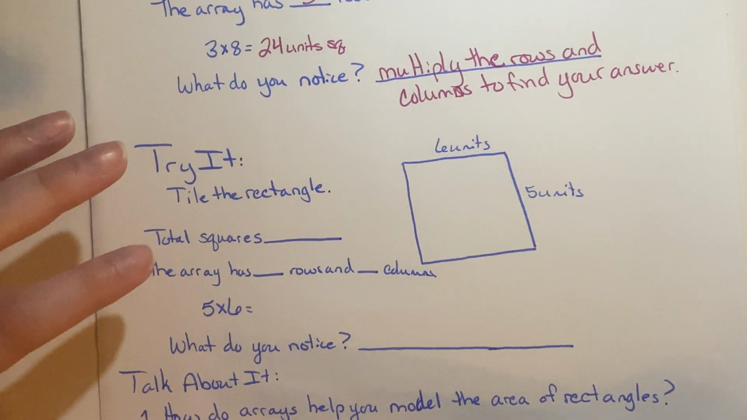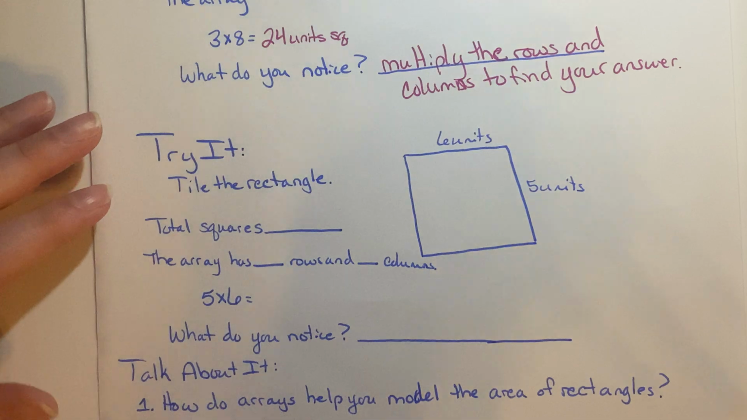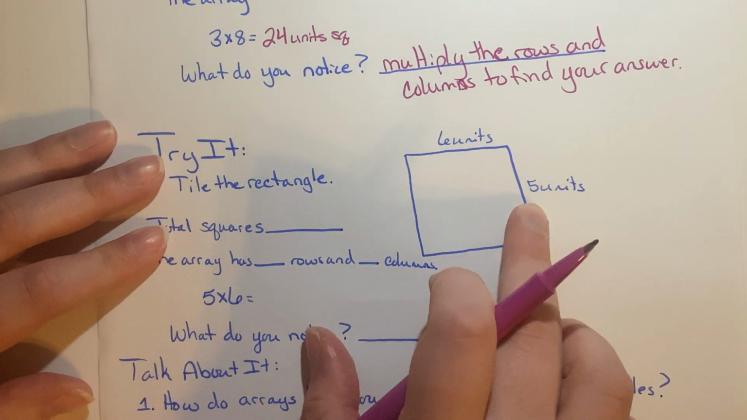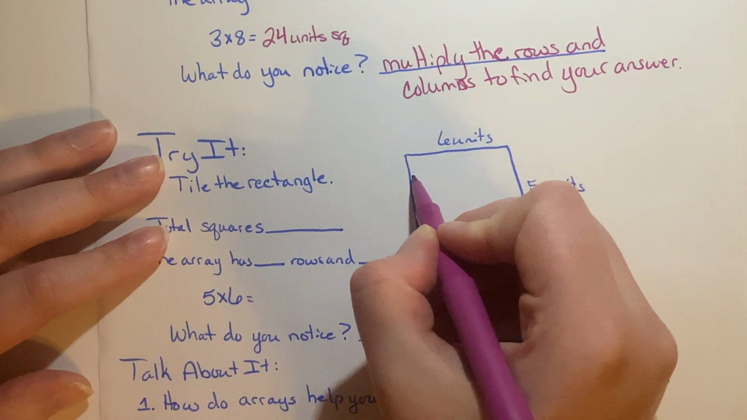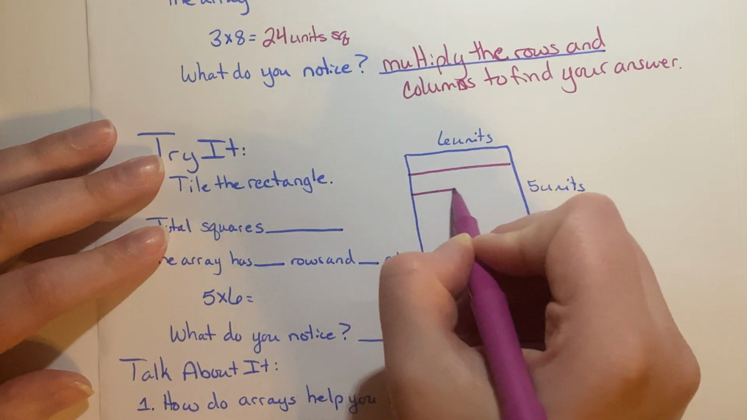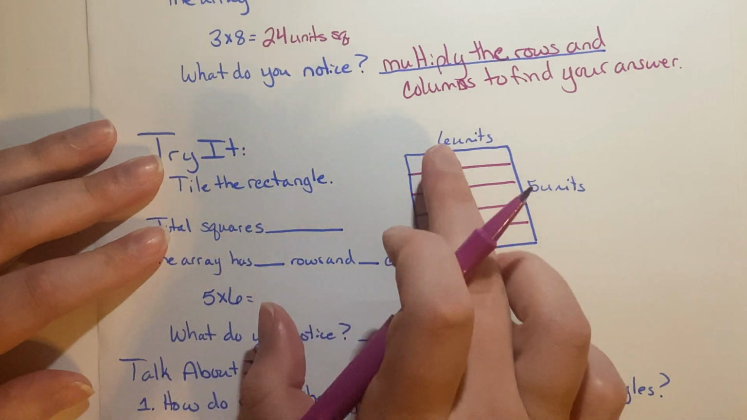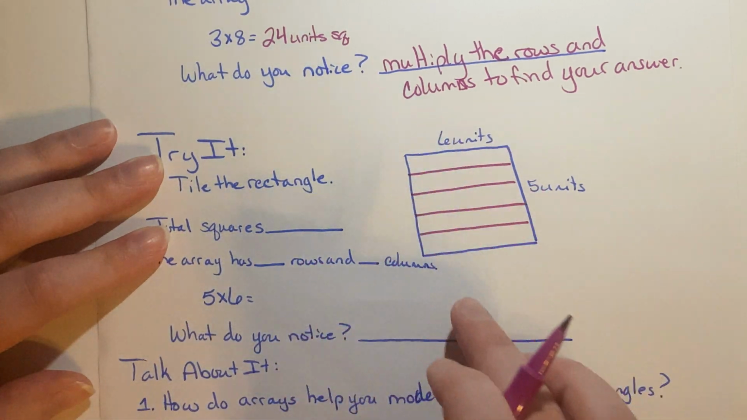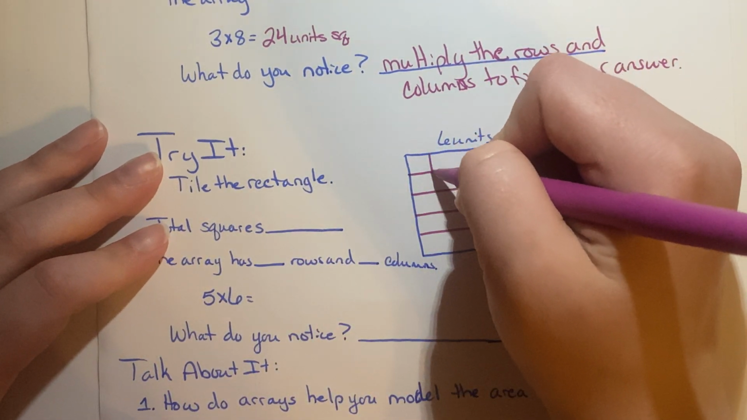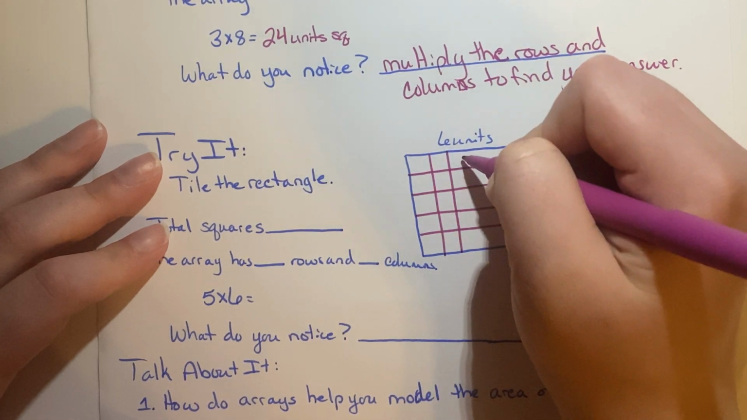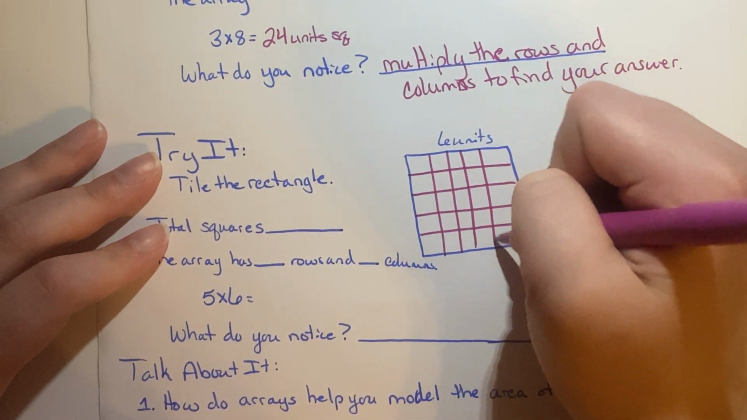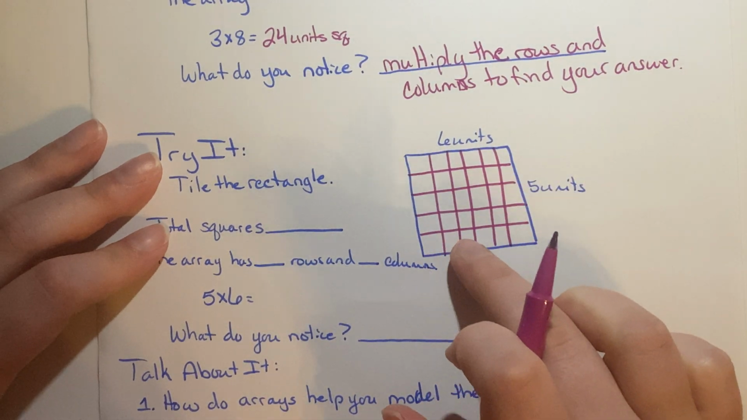So let's try it. So here we have the rectangle 6 and 5. So let's go ahead and tile that. Remember, for 5, you have to have 5 rows. So we have to have 5 this way. And again, mine's not perfect. I have 1, 2, 3, 4, 5. And now I need 6 columns. 1, 2, 3, 4, 5, 6.